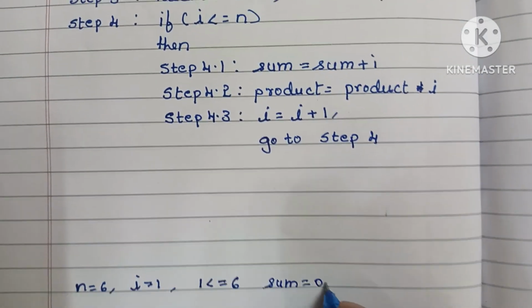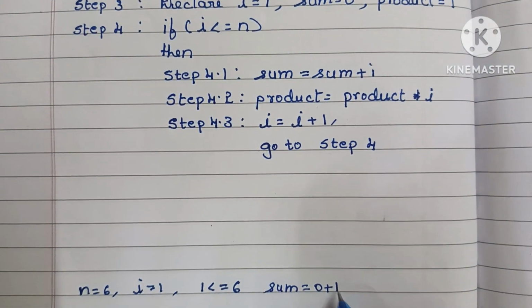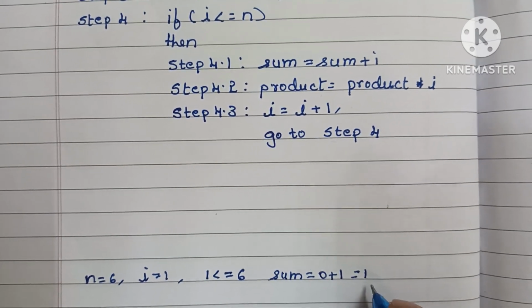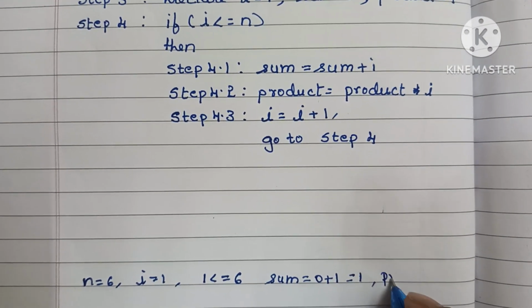Initially the flowchart starts with a start statement, written within an oval shape. So it becomes the start. Sum is equal to 0 plus I value. Initially I value is equal to 1, so the sum becomes 1. Next, we have to find the average of 3 numbers.